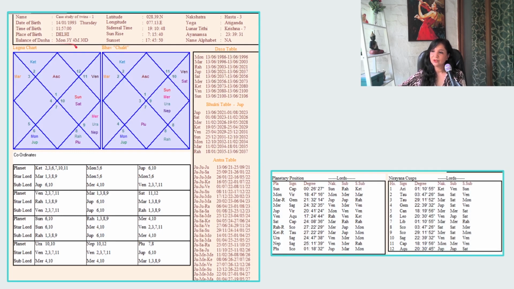Now let's see the other chart. See the difference. This is a difference of only 12 minutes. The first birth time was 11:45. Now it is 11:57. So this includes Aries, Ketu, Venus. So within 12 minutes the lagna also changed. So here Venus is in Rahu star. So this person will have anxiety and restlessness.